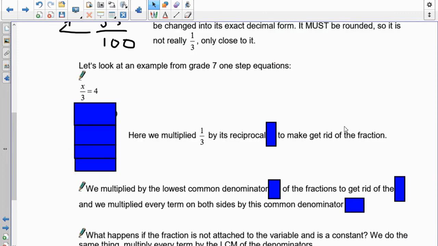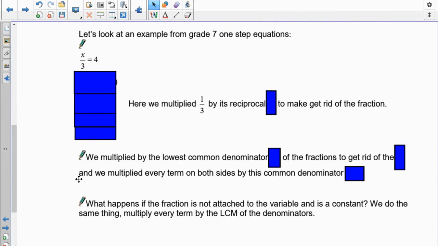Now, to do that, we're going to go look at what we did in grade 7, because this is one of the first times you actually encountered this. I've got x over 3 is equal to 4, and if my goal is to get rid of the 3, I've got to find the reciprocal of 1 over 3. Because remember, there's a 1x here, 1 over 3. Now, 1 over 3's reciprocal is 3 over 1. So what I do is I multiply both sides by 3 over 1.